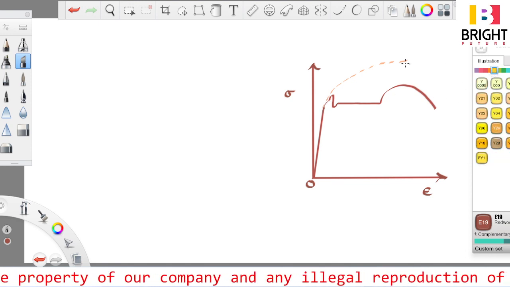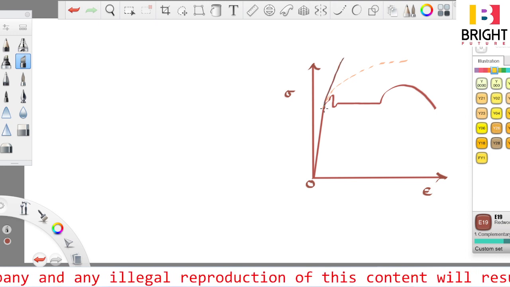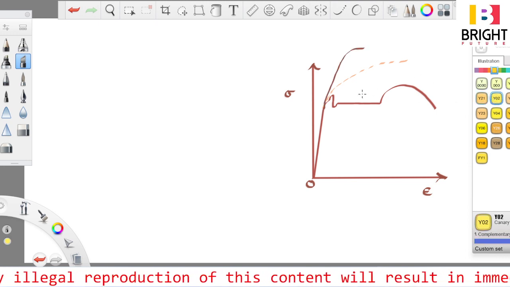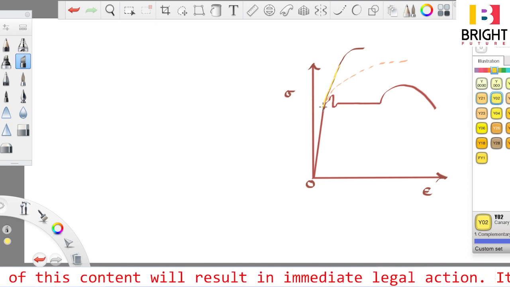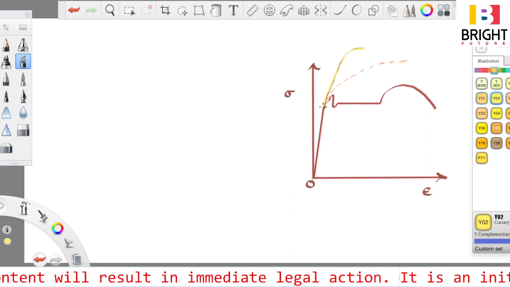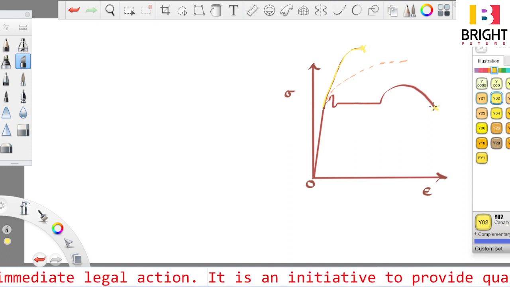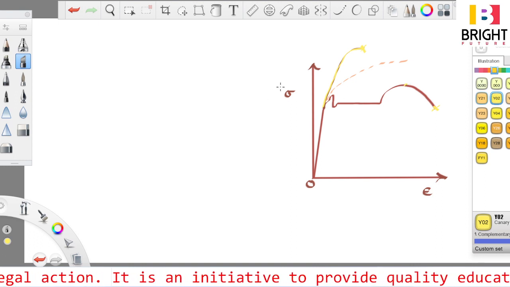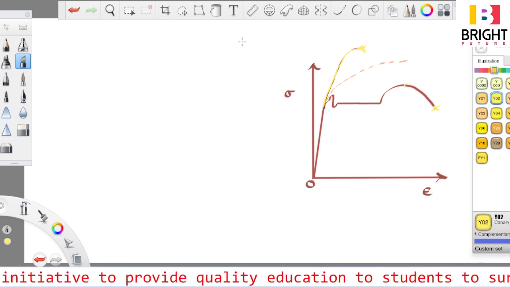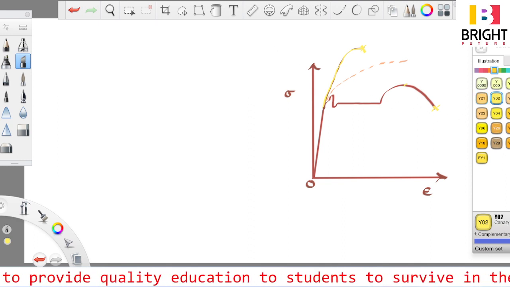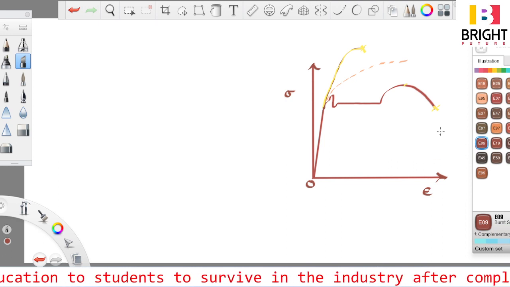Let me use another color like this. Right, and here like this. Now what happens when we increase the carbon percentage? When we increase the carbon percentage, the effect is something like this.